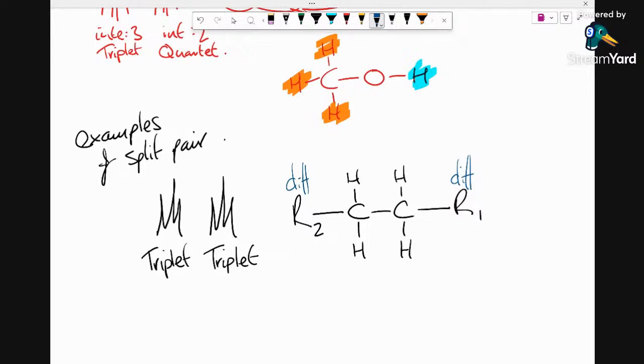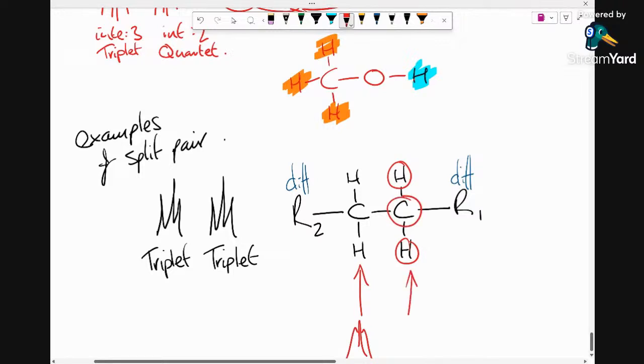But the key thing that I need you to take away from this is the recognition that a triplet is a middle section, and it's going to be a CH2CH2. That's because this one gives you an original peak plus 2 clones next door. There's your triplet. This one does the same thing. The original peak plus the clones from the adjacent non-equivalents. This will give you a triplet. So that's the first split pair that it's worthwhile talking about.